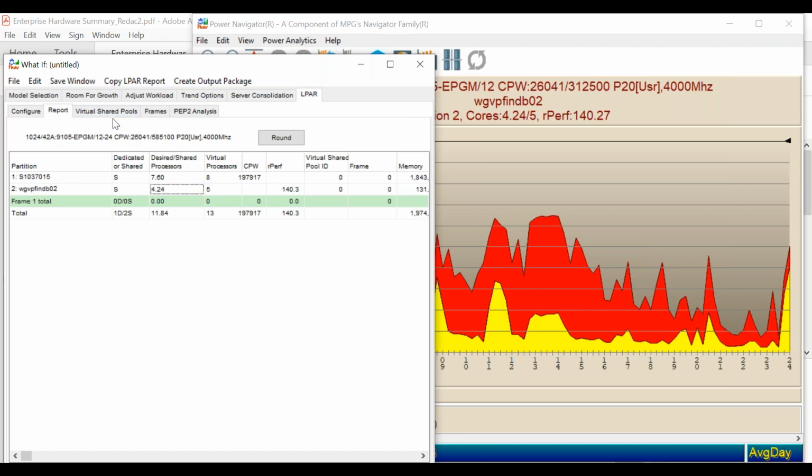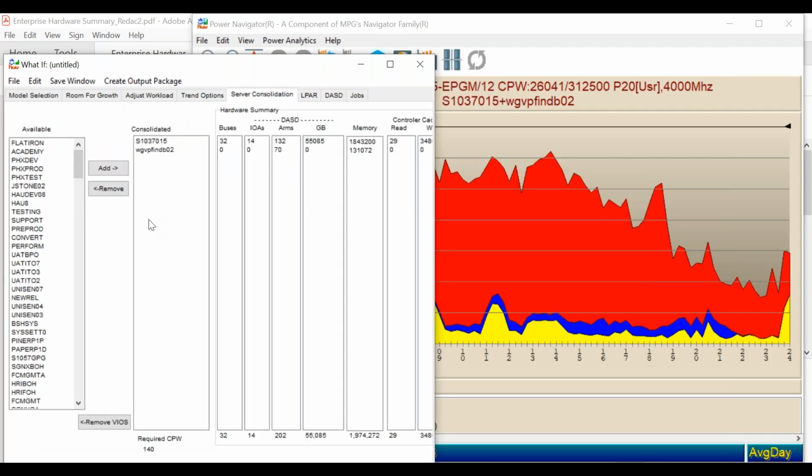Now, the other thing I'll show you is this is a pretty simple example. You could have 50 or 100 of these things in here, 500 LPARs if you really wanted to. So it all works with that same kind of concept.